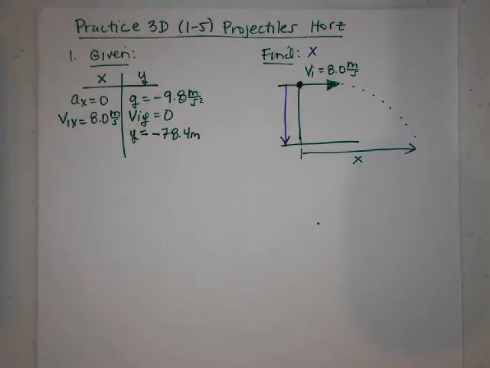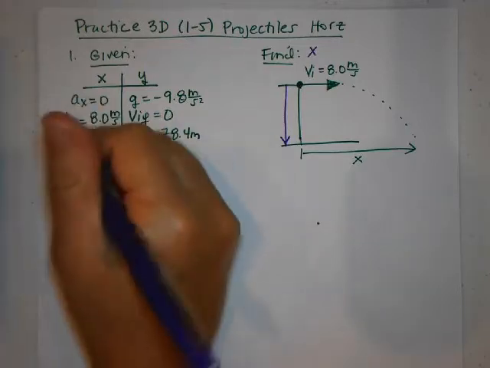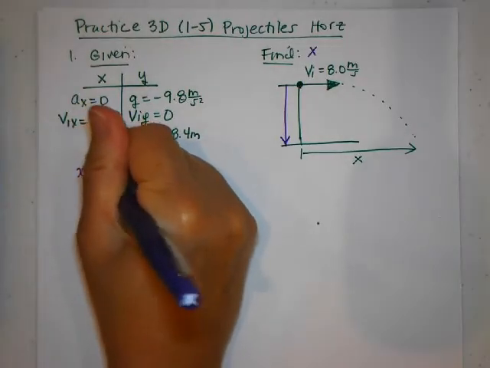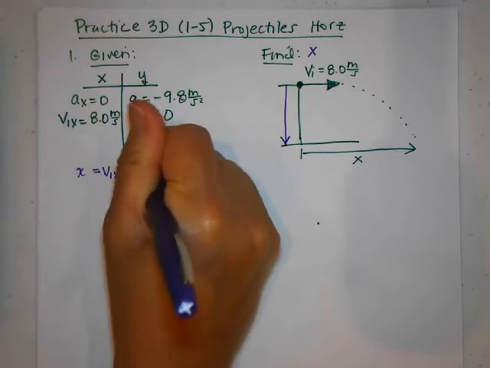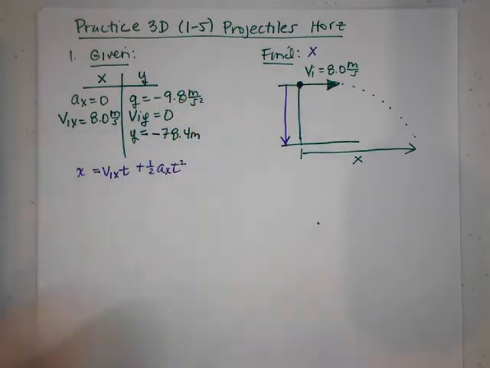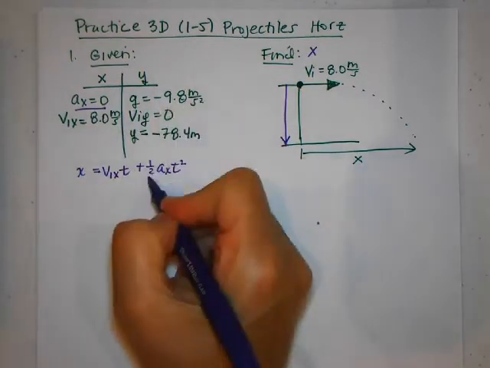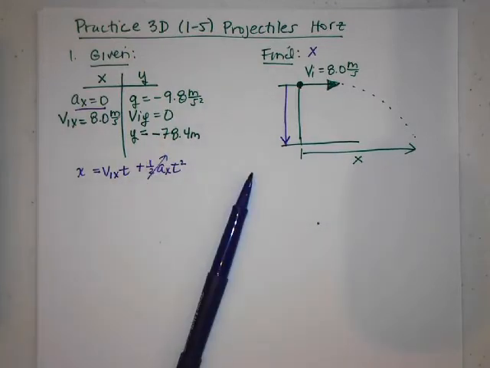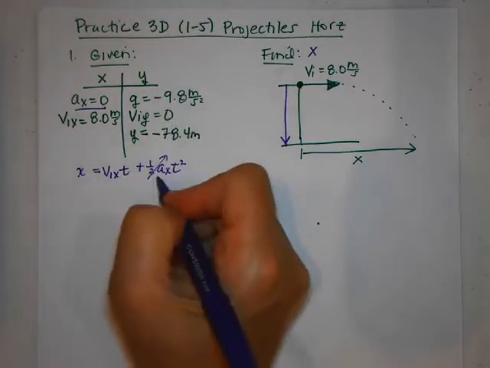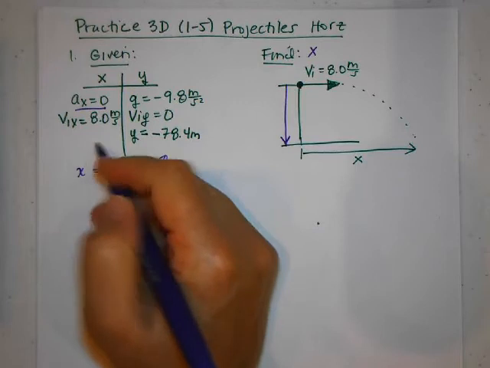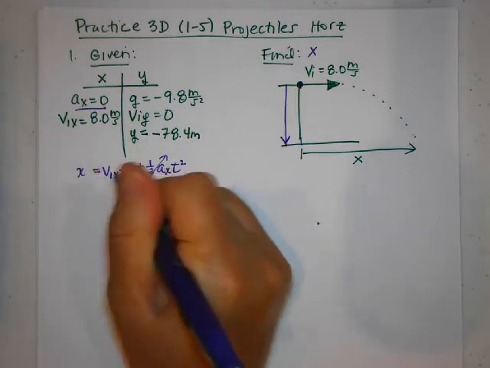What should I do? Well, let's say I don't know what to do. When you don't know what to do, you go to the end. So going to the end means, what am I solving for? I'm solving for X. So X is equal to Vix t plus 1/2 Ax t squared. Now, we know that there's never any horizontal acceleration. So this whole last term goes to 0. And it always is that way when we're talking about horizontal with projectiles, the horizontal component.